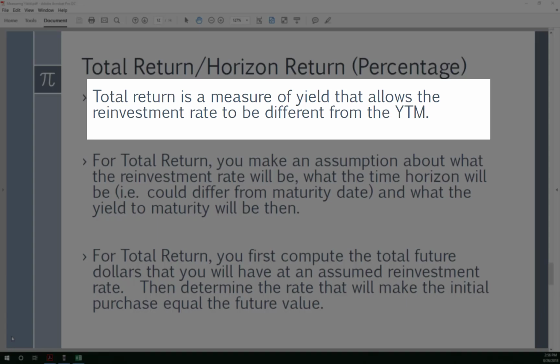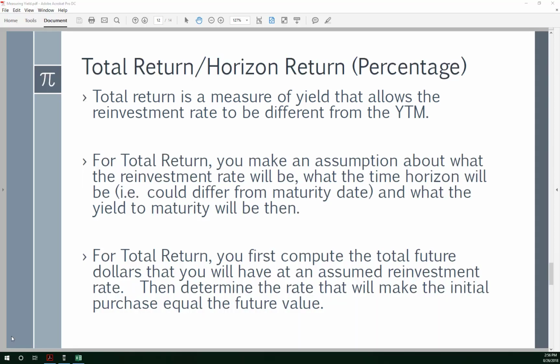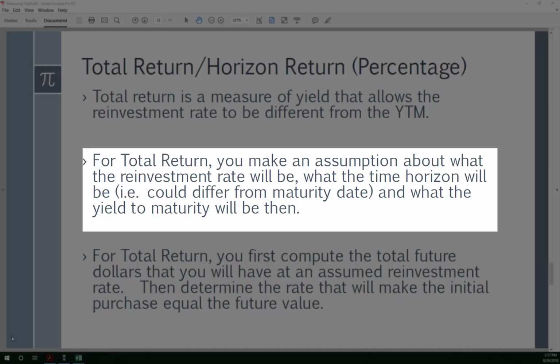The total return is a measure of the yield that allows the reinvestment rate to be different than the yield of maturity. So recall, with the yield of maturity, the assumed reinvestment rate of return is going to be equal to the yield of maturity. It's an internal rate of return that's consistent throughout the investment horizon. With total return, we can relax that assumption, and we're going to make an explicit assumption, a very specific one, about what the reinvestment rate will be. We can allow it to be different than the yield to maturity, for instance.